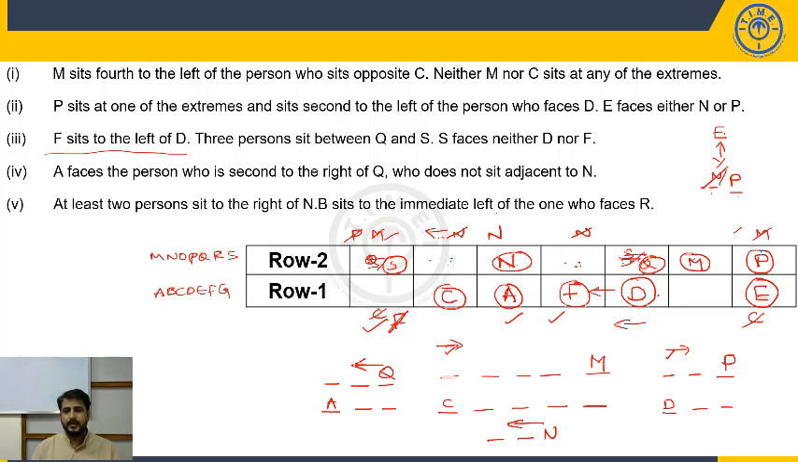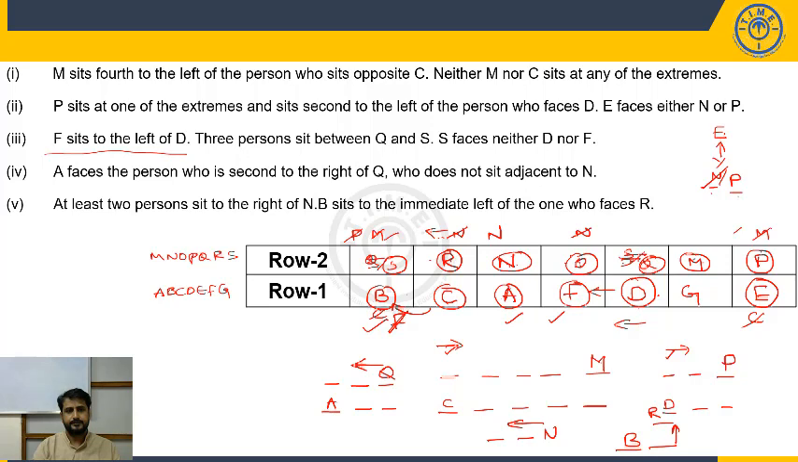Next, B sits to the immediate left of the one who faces R. So B is facing north and immediate left of this person who is facing R. So where can I fix B? By taking B here, immediate left facing R is not possible. So the remaining position is B here. B is immediate left of C, who is facing R. Now who is the remaining person here? A, B, C, D, E, F, G. Next here, M, N, O. O is the remaining person. That's it. It takes very less time to complete. Maximum 2 minutes to complete.